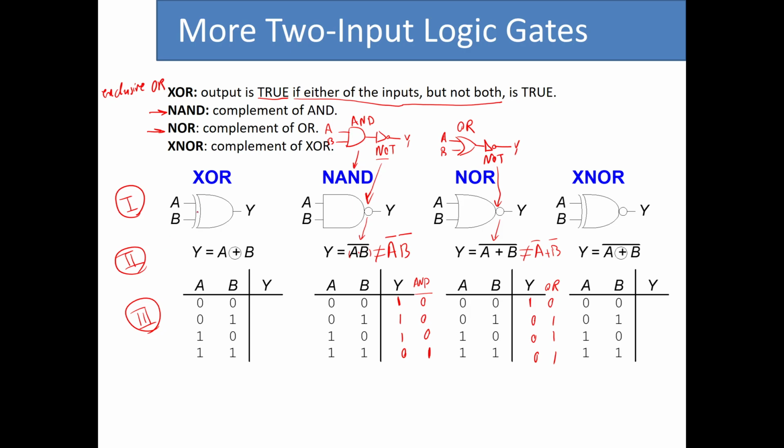The symbolic representation of the XOR gate is very similar to the OR gate, with the distinction of having this extra line. This extra line, we have it here. I don't know why I cannot draw this extra line.